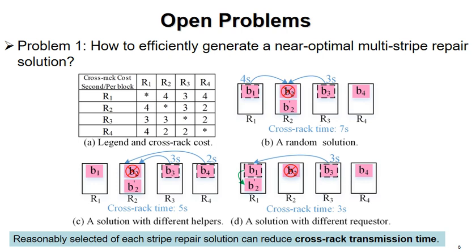As a comparison, the solution with different helpers from R3 and R4 in Figure C needs 5 seconds. The solution with a different requester in R1 in Figure D needs 3 seconds. How to efficiently find a near-optimal multi-stride solution remains an unexplored and important issue.